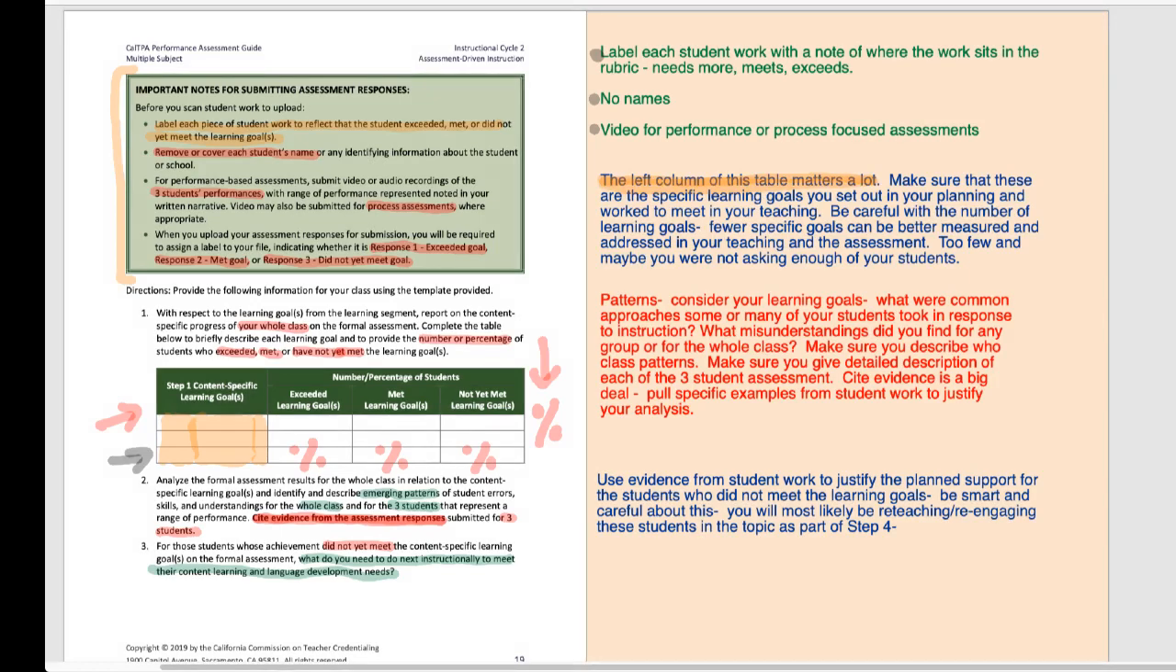Okay. The next piece about patterns, let's go into that more deeply. If you're looking for patterns, consider your learning goals. So when you're looking at student work, what were common approaches some or many of your students took in response to instruction? They're showing their response to instruction in your assessment. So looking at the formal assessment, did they all go about the problem solving in a particular way? Or did many of them? Or did a cluster of kids go about the problem solving in a particular way?